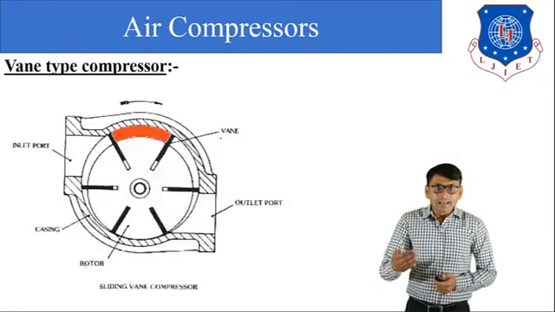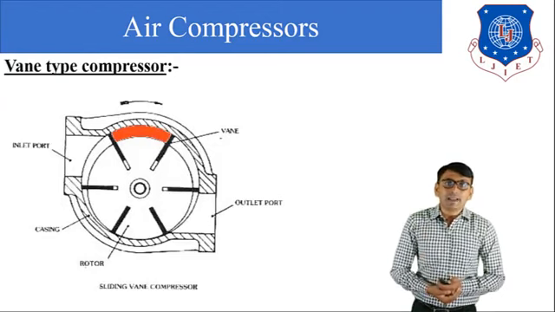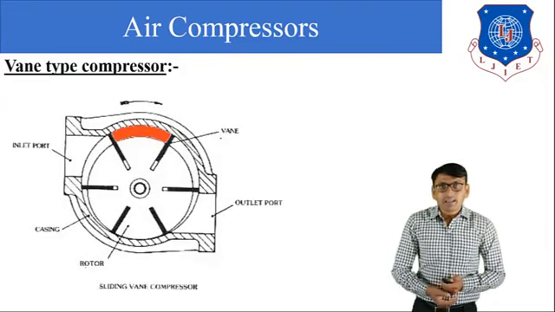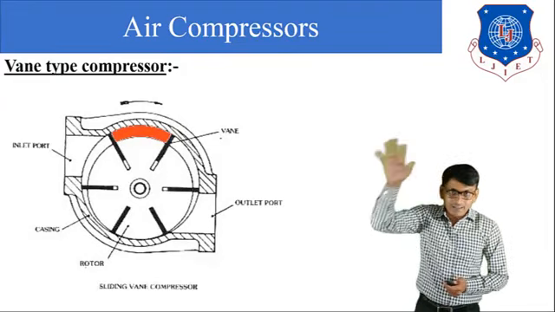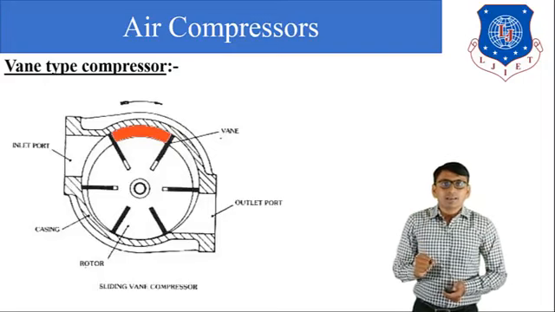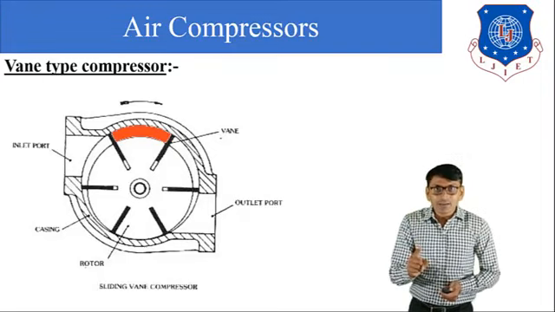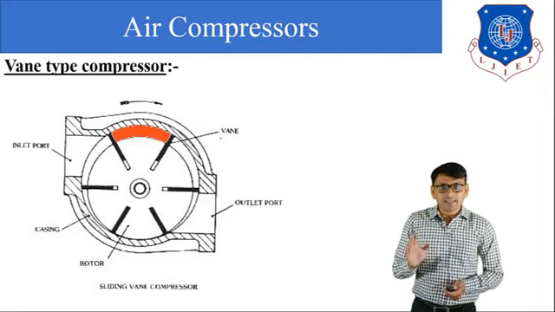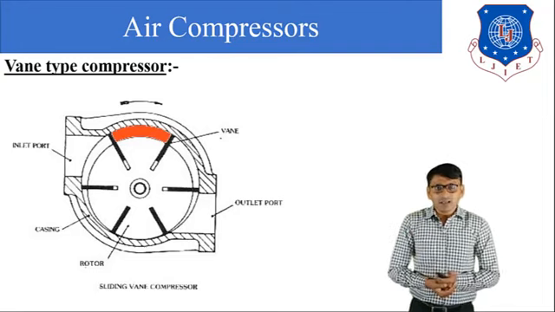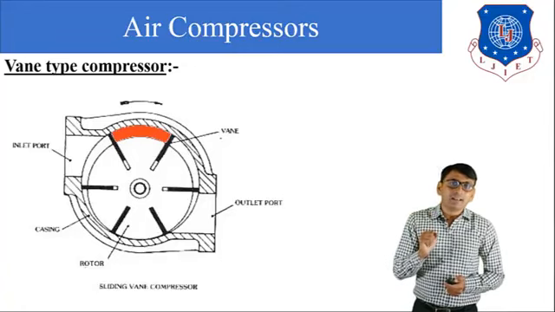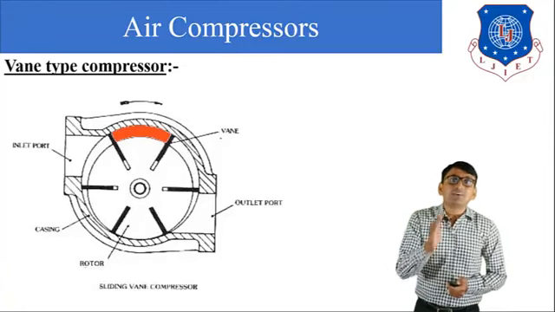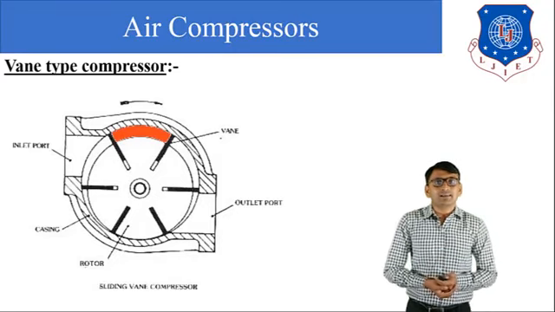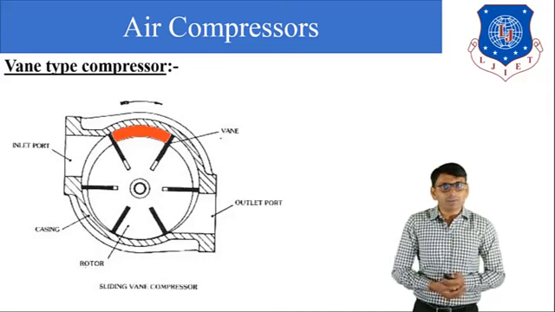Now, next one is the vane type compressor. In a vane type compressor, there is a casing. Casing means the outer box. There is a rotor, and there are several sliding vanes which have elastic property. These sliding vanes are attached to the rotor. The rotor shaft is connected with some external rotating device.